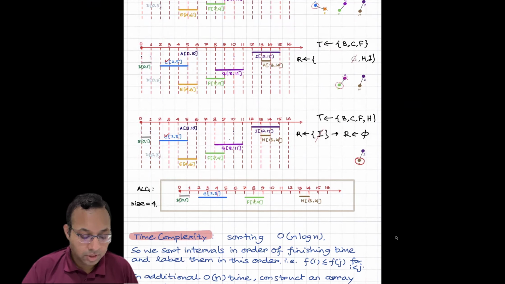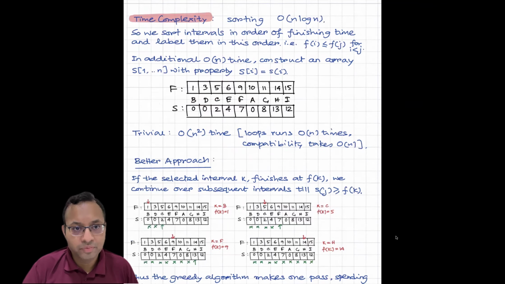We'll prove it. Now, what is the time complexity? In this algorithm, we do a sorting, which is n log n time. We sort the intervals according to the finishing time and label them in this order. And then in additional order n time, we can also create this array S if it's required.